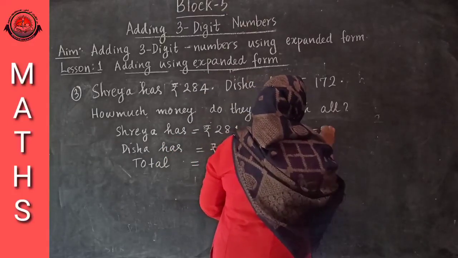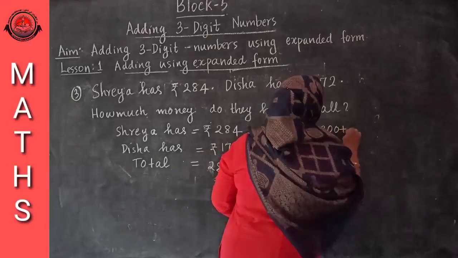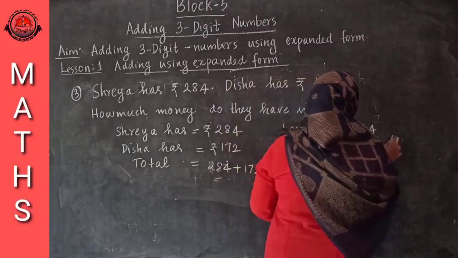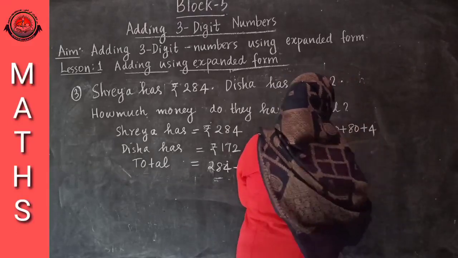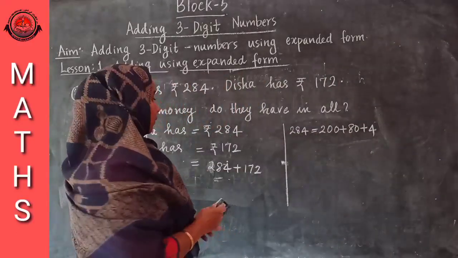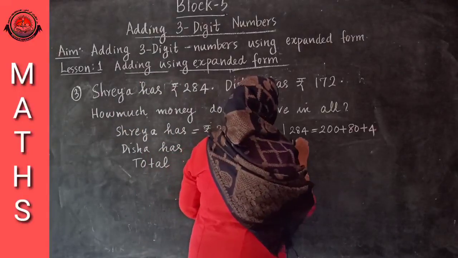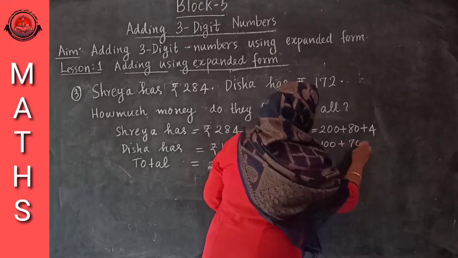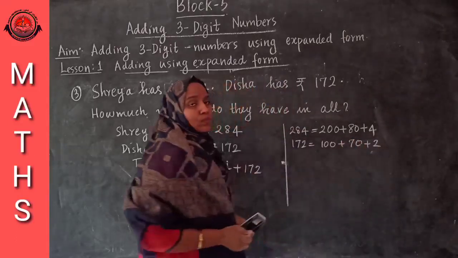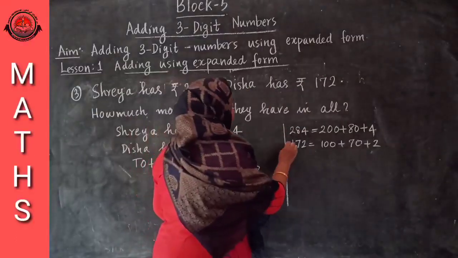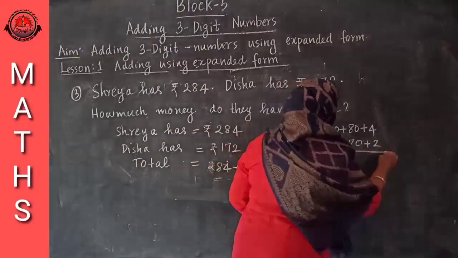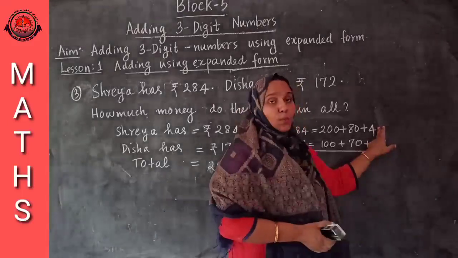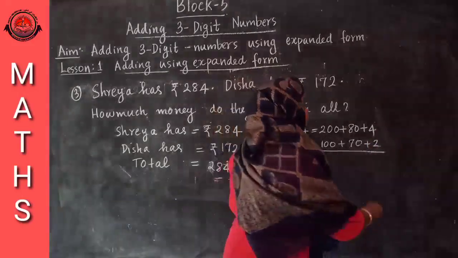284 is equal to 200 plus 80 plus 4. Then 172 equal to 100 plus 70 plus 2. What is the next step? We have to add starting from ones. What is 4 plus 2? It is 6.